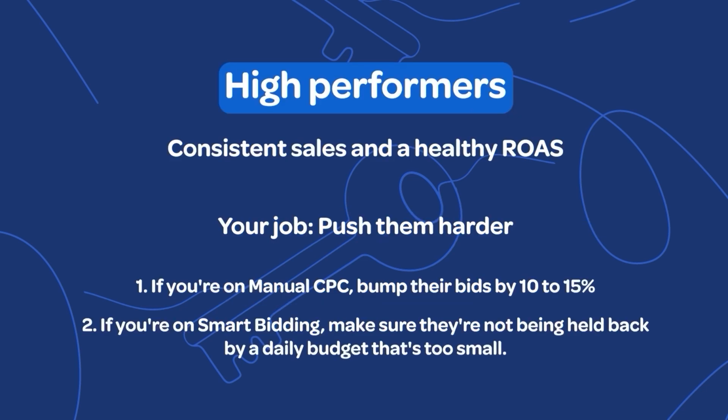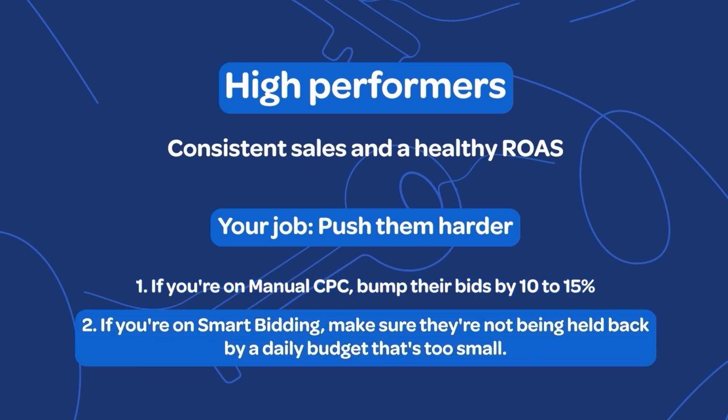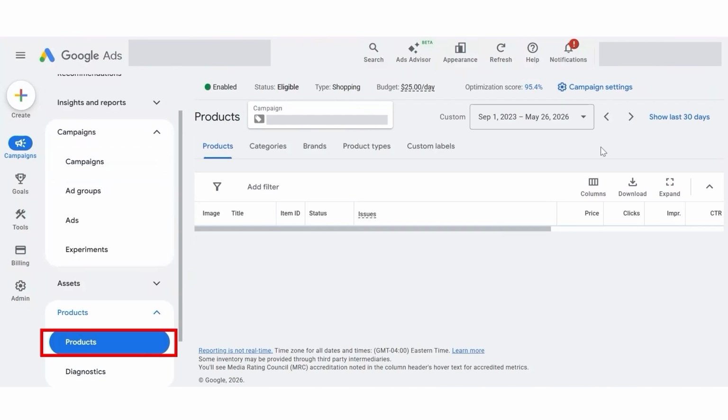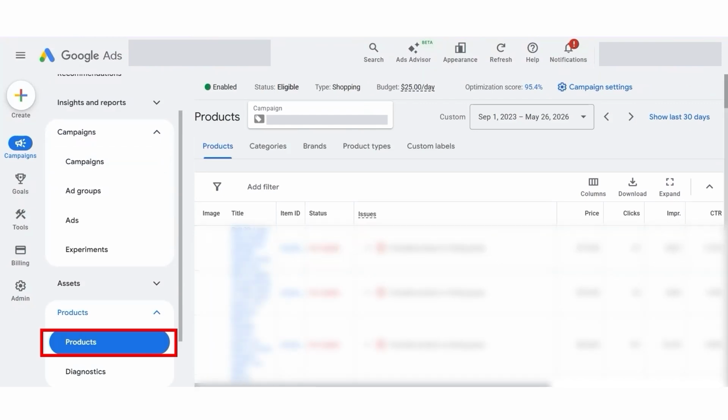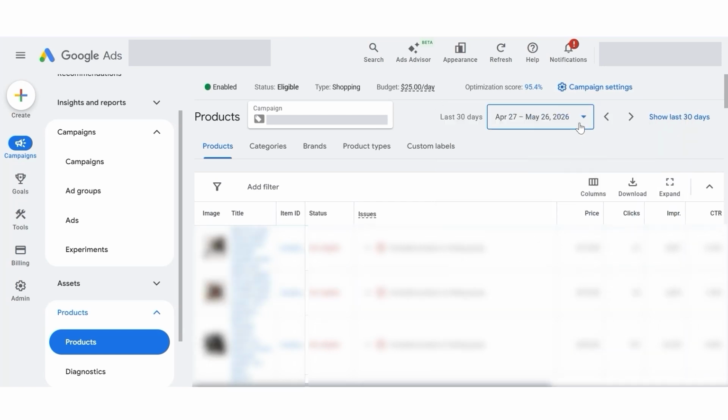Let's start with your high performers. These are your products with consistent sales and a healthy ROAS. Your job here is to push them harder. If you're on manual CPC, bump their bids by 10 to 15%. If you're on smart bidding, make sure they're not being held back by a daily budget that's too small. To check this, go into your shopping campaign and click on Products. This shows you the performance of each product separately. For the time period, check the last 30 days, but we recommend waiting until you have 90 days of data.